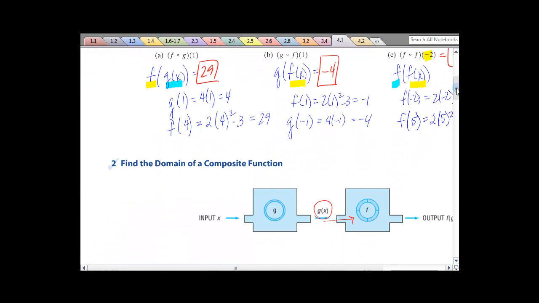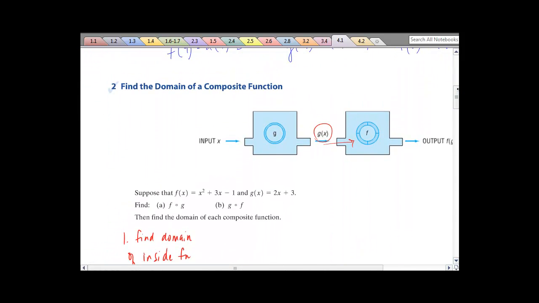Now let's talk about the domain of the function. As we were just showing up here, I might start out with an input, the x that I'm trying to evaluate it at. So I plug it into my machine and I evaluate my inside function, in this case g. I evaluate g at x, okay? So I get some answer, don't I?